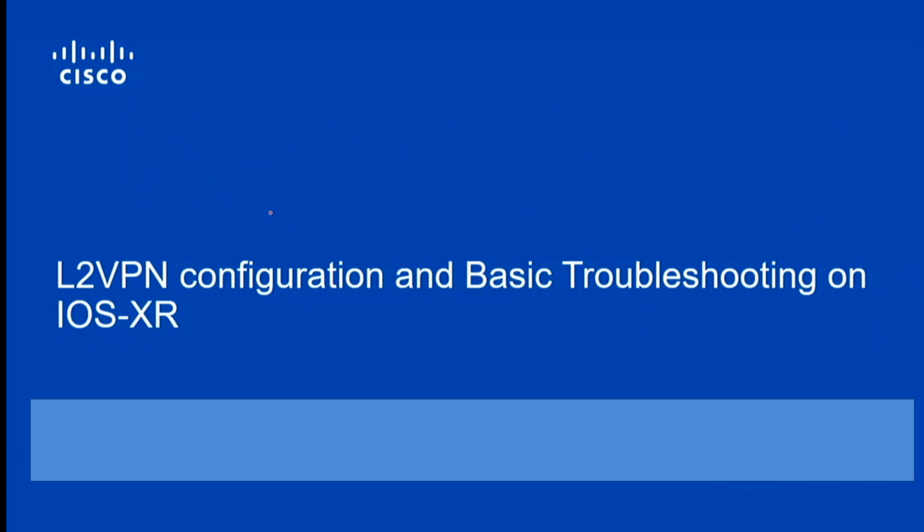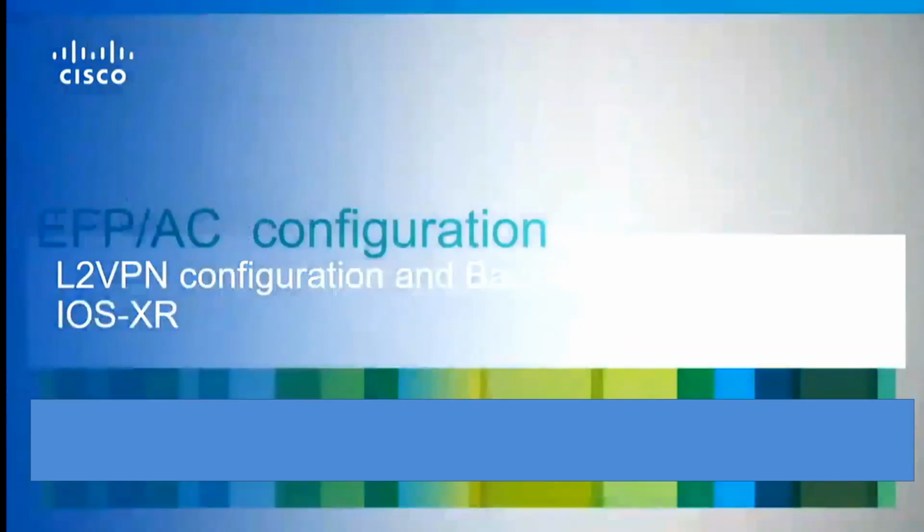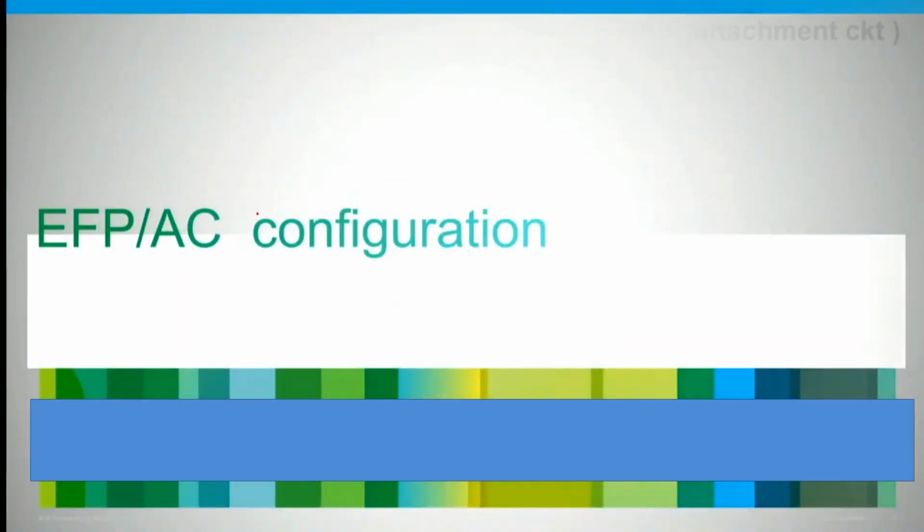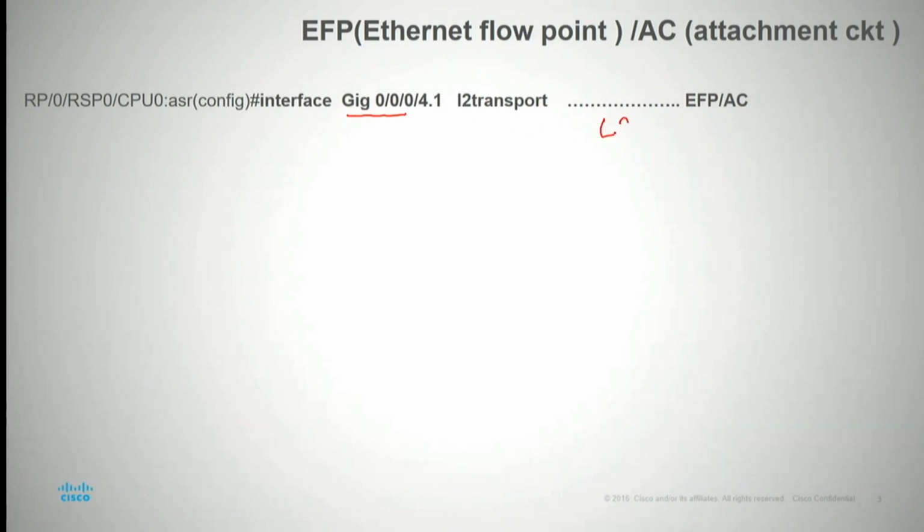Good morning, friends. Today we are going to discuss the L2VPN configuration and basic troubleshooting on IOS XR. Let's start first with the Ethernet flow point or attachment circuit configuration. An Ethernet flow point is nothing but your sub-interface where you are configuring L2 transport, which will become a layer 2 interface.